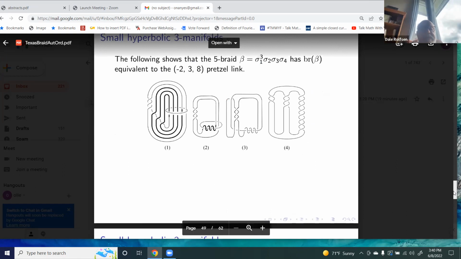So look at the 5-braid sigma 1 cubed, sigma 2, sigma 3, sigma 4. It has a braided link, which is figure 1 there. If you fiddle with that, you see that it's actually equivalent to the -2,3,8 pretzel link, which is figure 4.